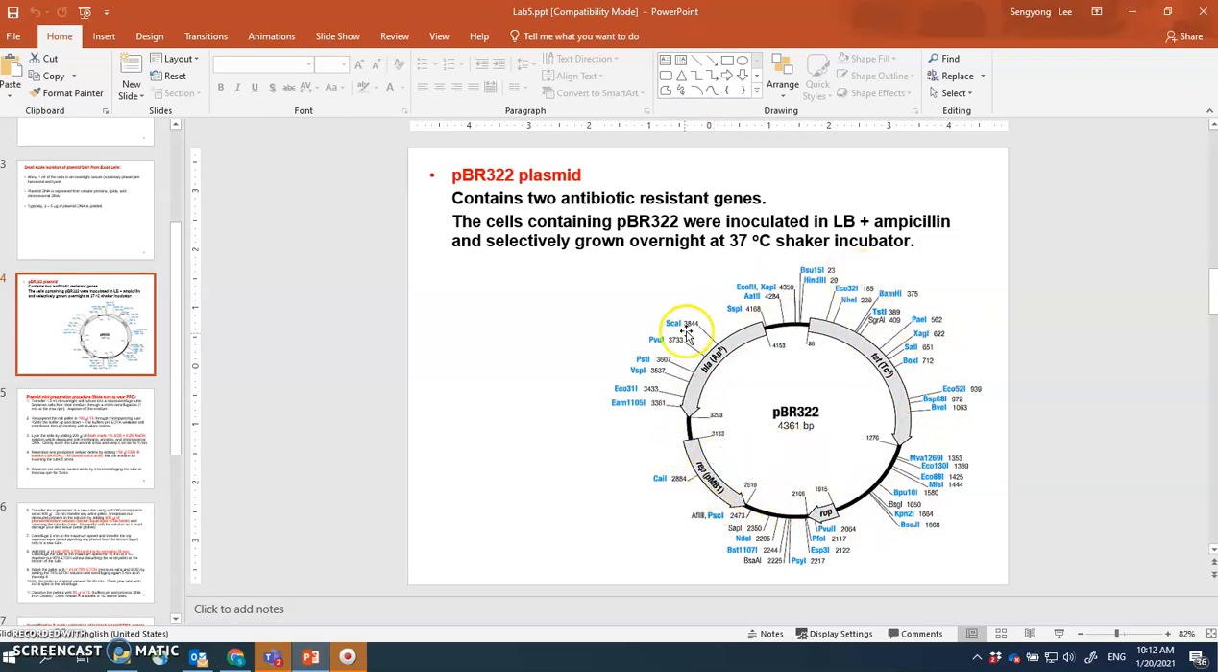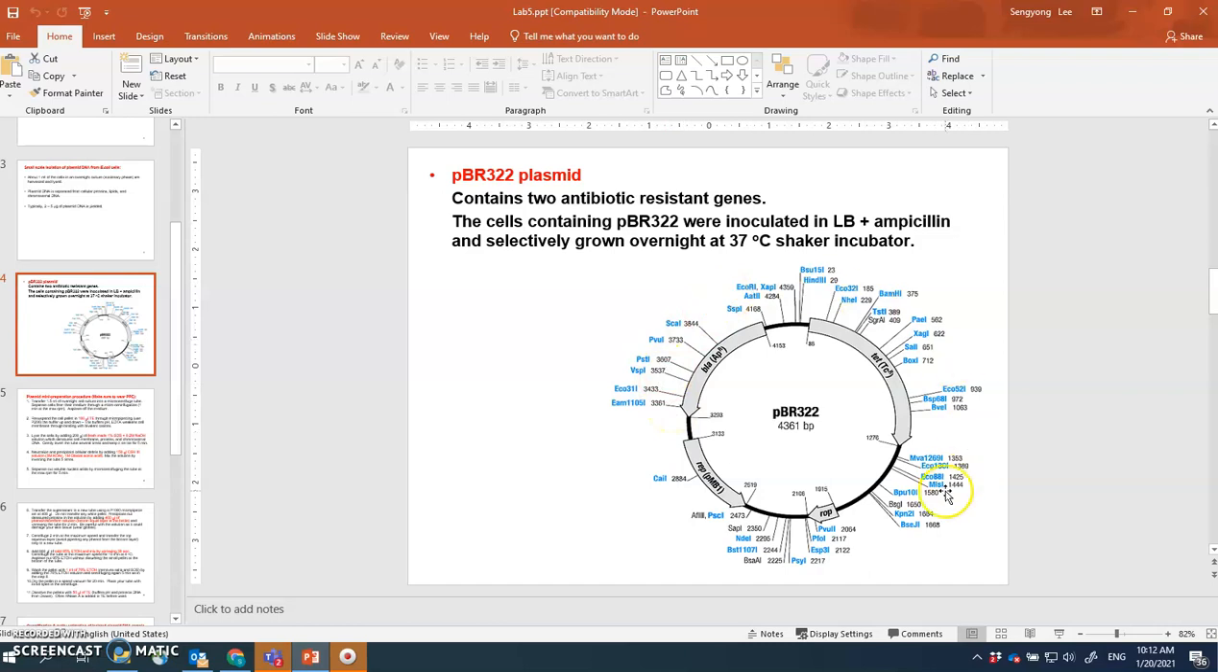So, and then you see all these marks and names, those are restriction enzyme cutting sites. So what are restriction enzymes? Endonuclease enzymes that can recognize specific DNA sequences and cut. Cutting means cutting the phosphodiester bond.